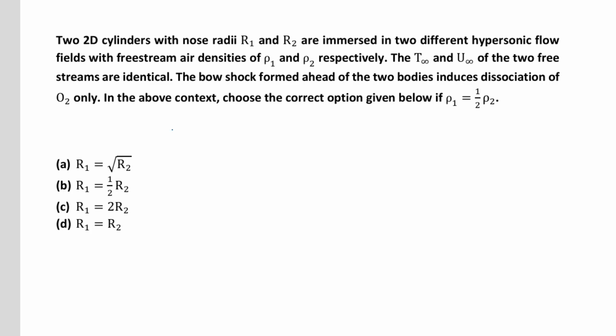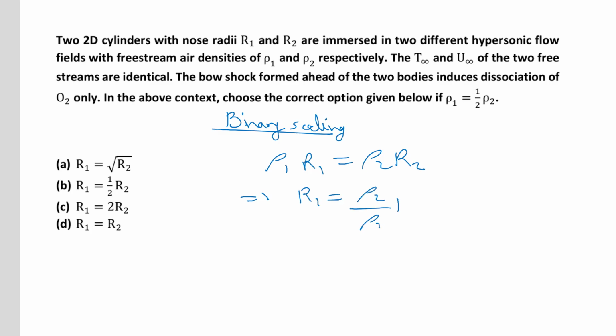Okay, we will see the solution. In this solution, we have to consider binary scaling. According to binary scaling for hypersonic flow, if both are similar, identical, then rho 1 R1 will be equal to rho 2 R2. And if you see from here, R1 equals rho 2 by rho 1 times R2. And rho 2 by rho 1 is nothing but 2. So it will be equal to 2 R2. From here you can see rho 2 by rho 1 equals 2. So the correct answer will be option C.